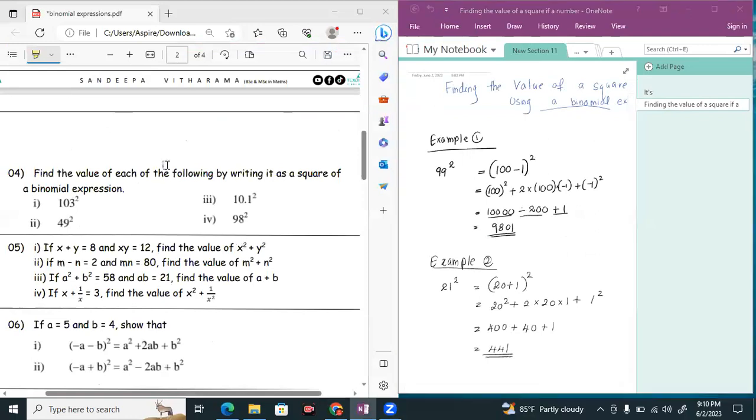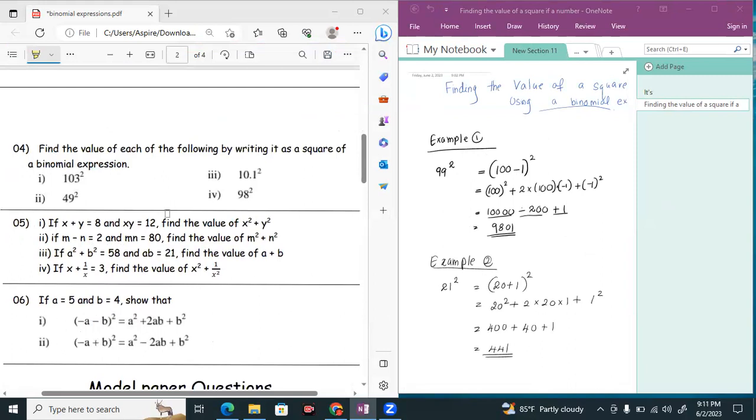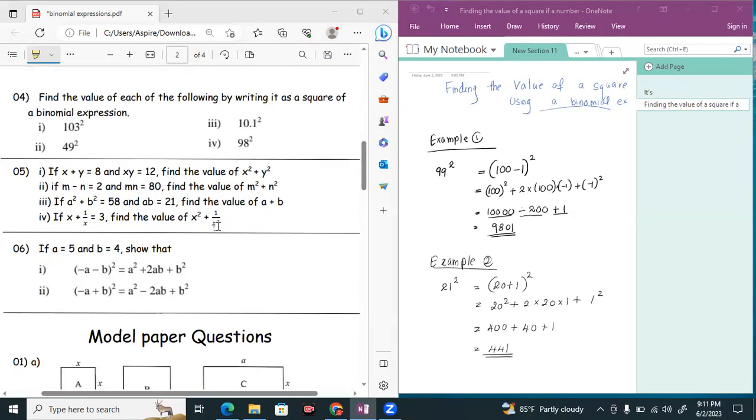Okay, please try to do the fourth question, those who have finished writing examples 1 and 2. Tutorial fourth question. You have to find the value of each of the following by writing it as a square of binomial expression. You can be given this kind of question as a short question in part A of the first paper. Okay.